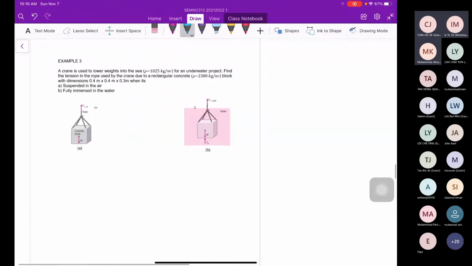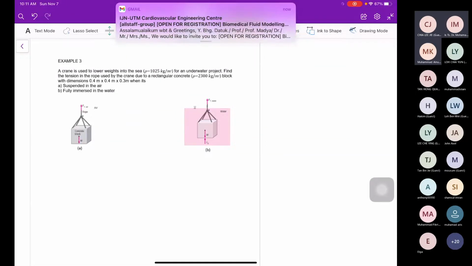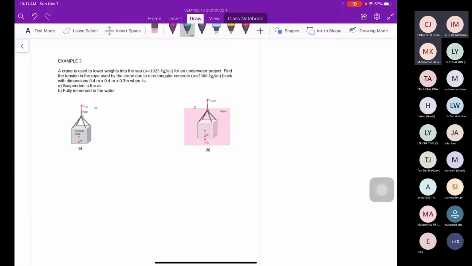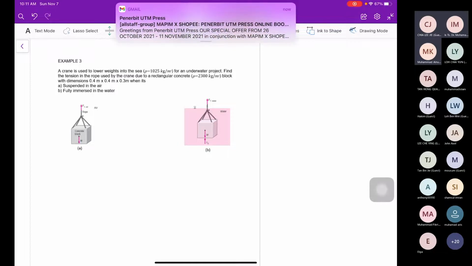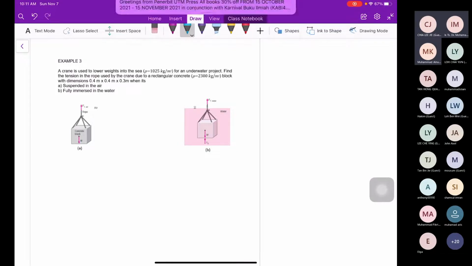So for example, a crane is used to lower weight into the sea. This is the sea level, at the density given. For an underwater project, find the tension in the rope used by the crane due to a rectangular concrete block, density 2300, with dimensions given.